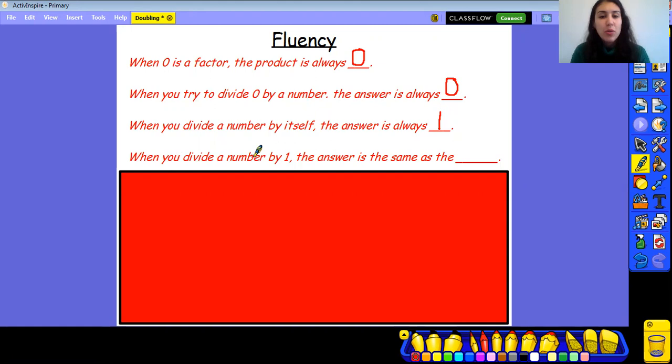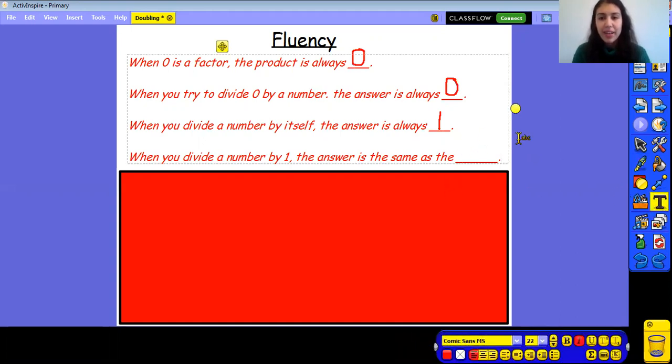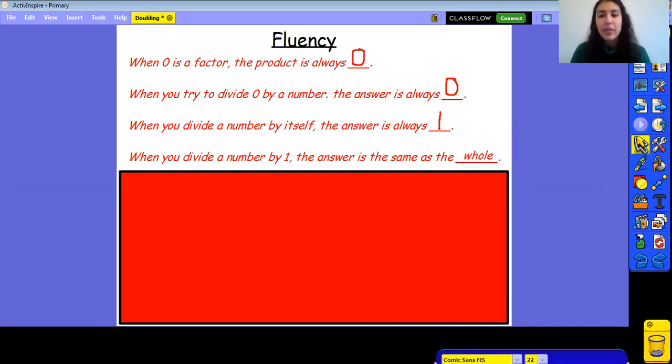When you divide a number by 1, the answer is the same as, so this time I might have 5 divided by 1 or 10 divided by 1. The answer is always the same as the whole. Excellent. So the answer is always the same as the number that you're starting with.